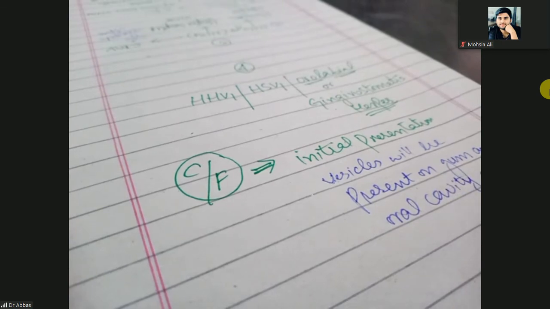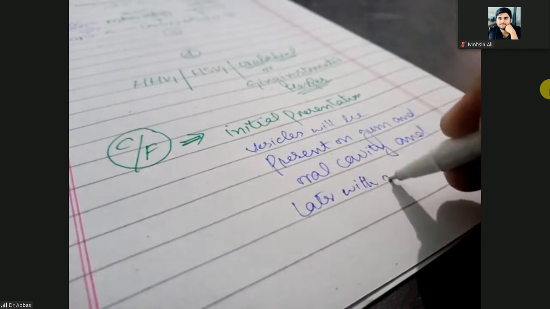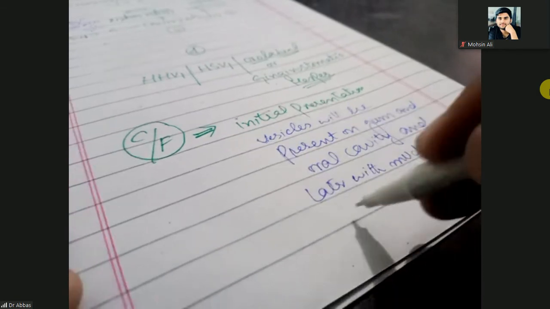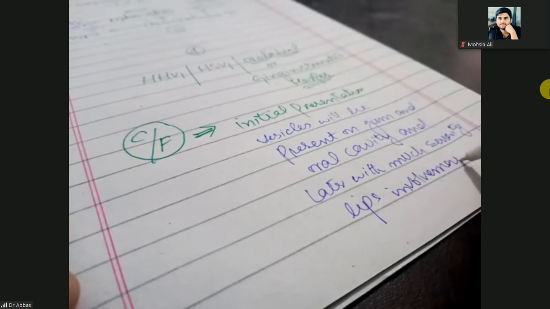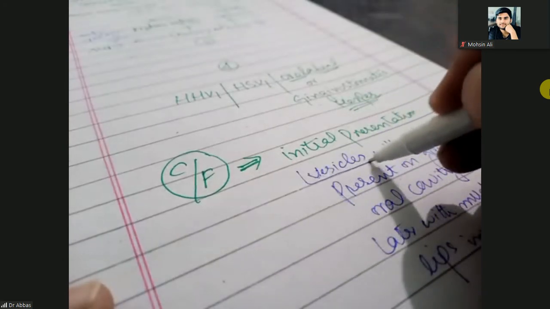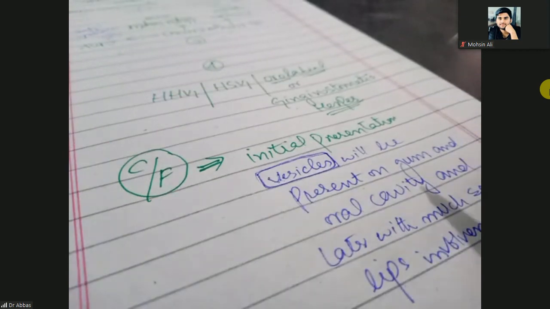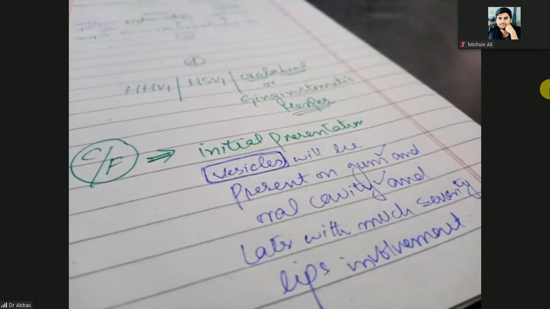And later, with much severity, it will become more severe and present with lip involvement due to this HSV1 infection. When there is an HSV1 infection, there are vesicles. You know, vesicles are fluid-filled lesions. Vesicles will be present on the gums and oral cavity, but later on they will appear on the lips, or the lip involvement will happen.